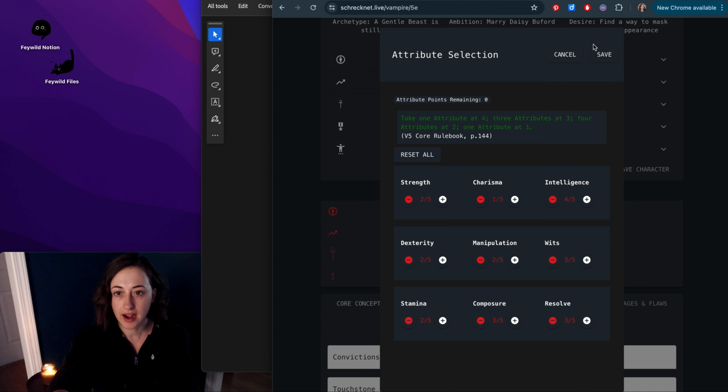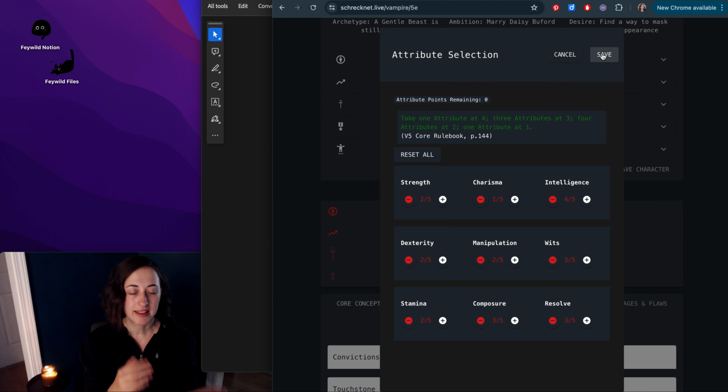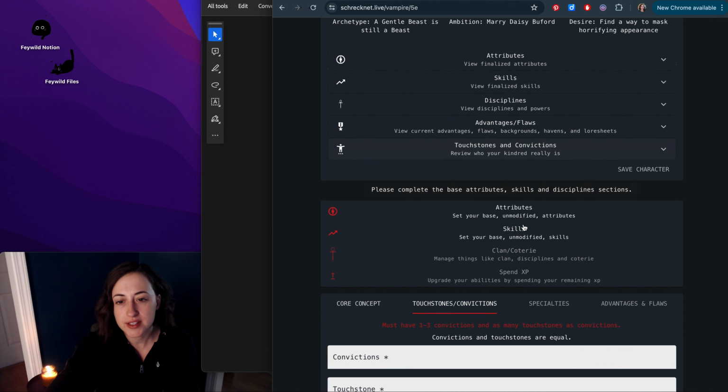So that has our attributes taken care of, and they're written out in detail in the book, so you can really get a feel for what a rating of 1 is versus a rating of 5. So you can really get an idea for what they think these attributes would manifest as. So we have attributes done.